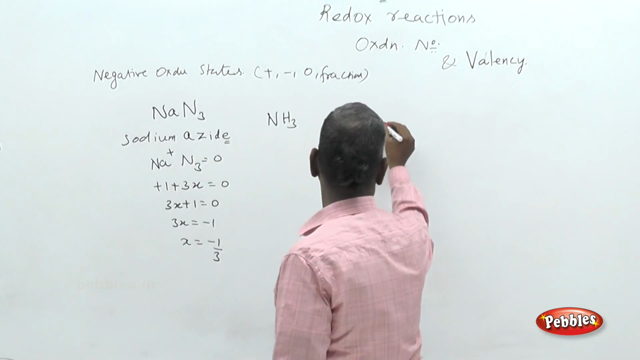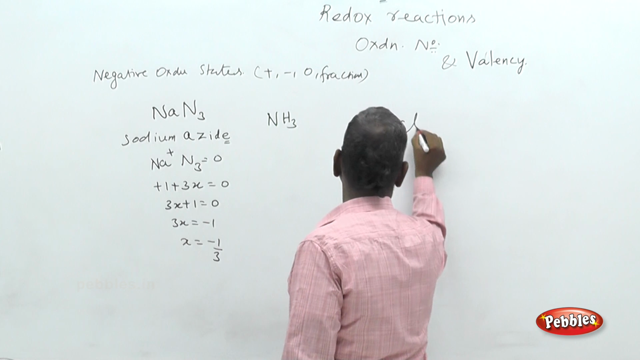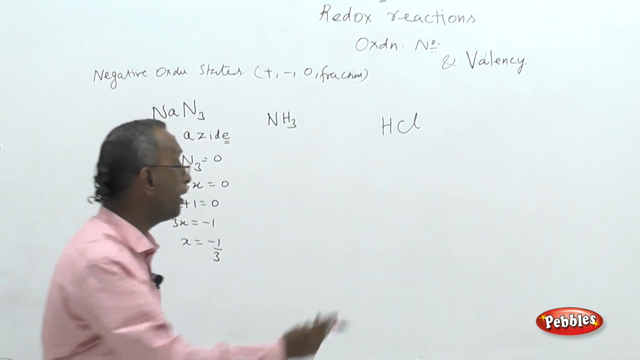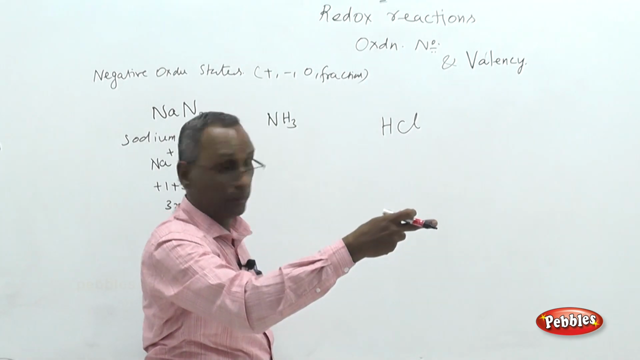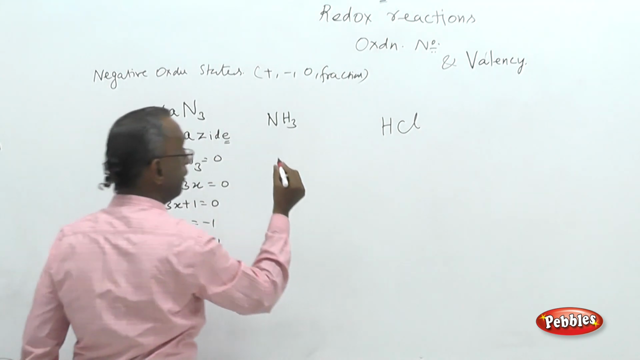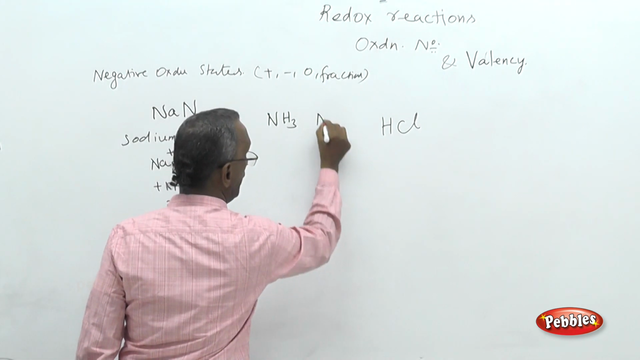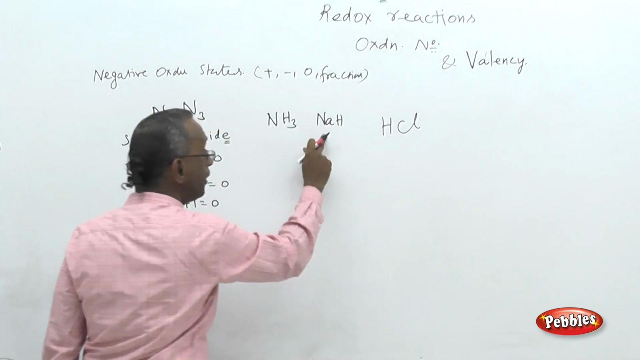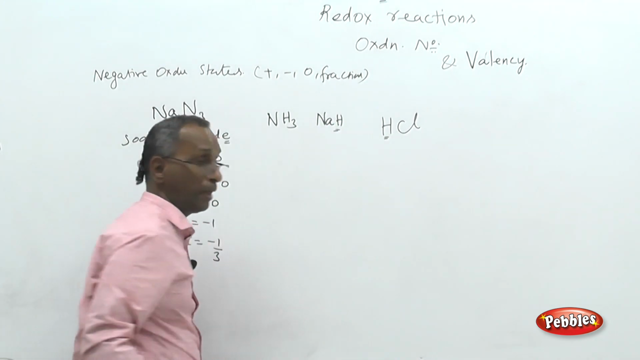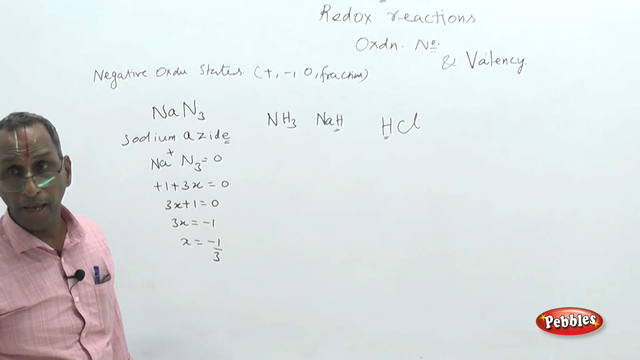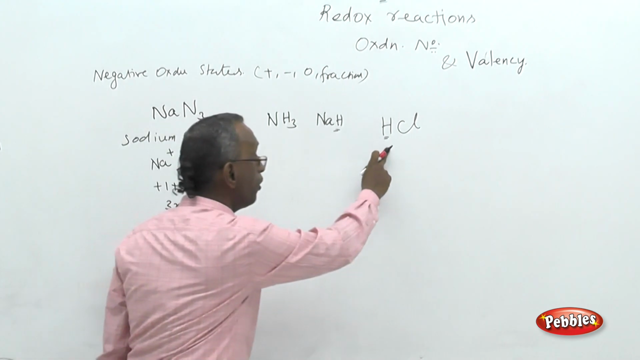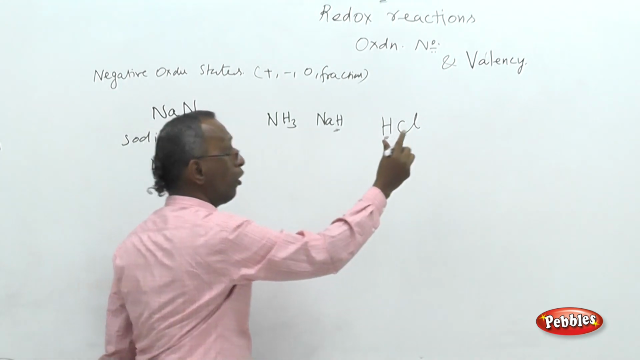Now let us calculate the oxidation state of chlorine in hydrogen chloride. Here we call it hydrogen chloride, and there we call it azide. Whenever it is NaH, we call it sodium hydride. Both compounds contain hydrogen, but they are given different suffixes: NaH is called sodium hydride, but this compound is called hydrogen chloride.